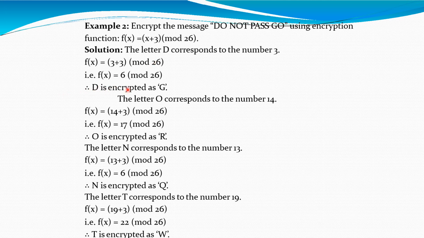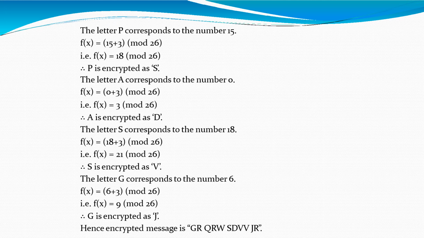In this way we find the encryption of each letter in that message: O, N, then T, then P, A, and G. After finding the encryption of each letter, finally we can write that message as GR QRW SDVV JR, in the same order as the encryption of the letters.